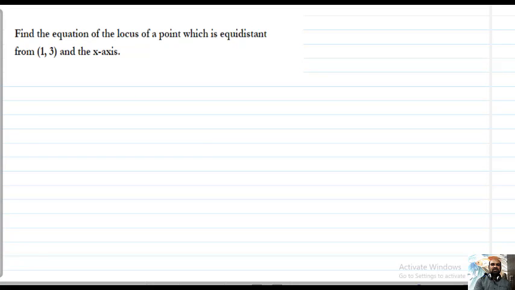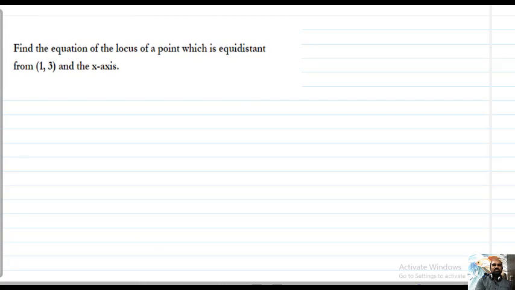Yeah, hello students, this is the second part of Locus. Today I am going to explain some interesting problems. This is the first problem. Find the equation of the locus of a point which is equidistant from (1, 3) and the x-axis.